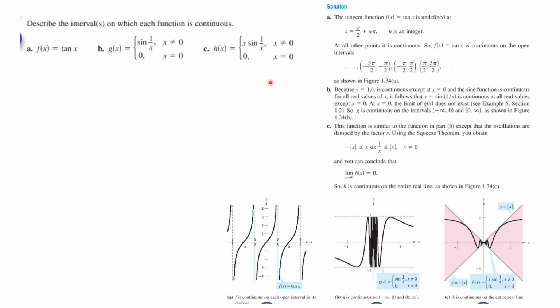This function is similar, except you see the sine of 1 over x is between 1 and minus 1. So if I multiply all the way through by x, I have it bounded by these functions. We did an example like this, and so what happens is this forces it to go to 0 at 0 because of the x there. So this is continuous for all real numbers.